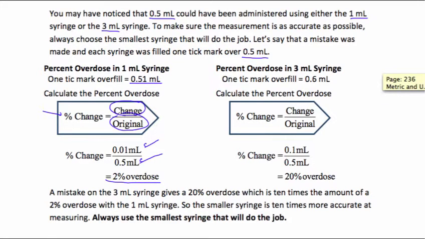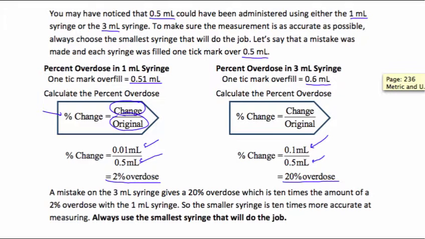Now let's take a look at the overdose with a larger syringe. Well, if we go 1 tick mark too much on the larger syringe, then we're given a 0.6 milliliter dose. Go through, calculate the percent change. Our overdose now is 0.1 milliliters. And again, the same original, 0.5. That results in a 20% overdose. That's a very significant overdose.